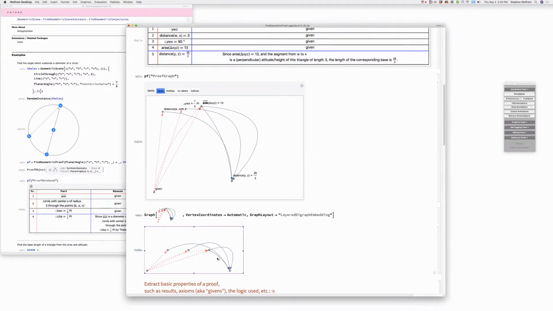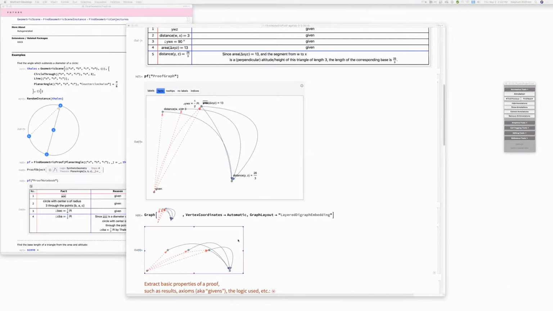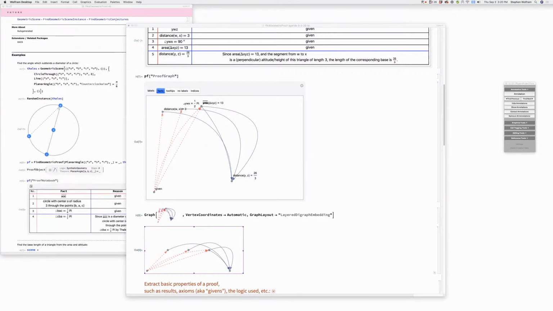Can we make sure this is reported as a bug? Is this a bug in the graph layout stuff or something else? I haven't determined that yet. Well, who knows? Okay, in any case.